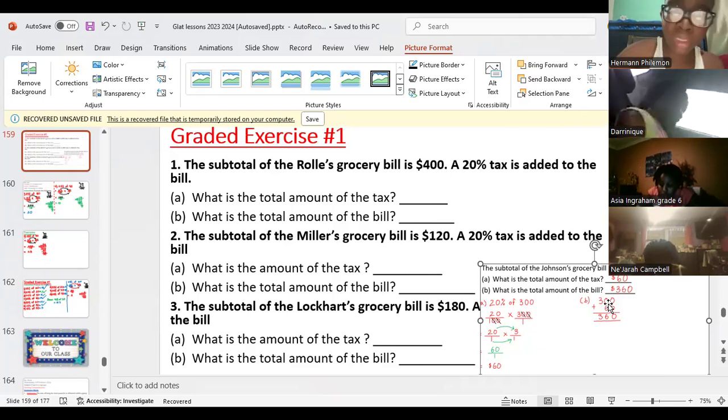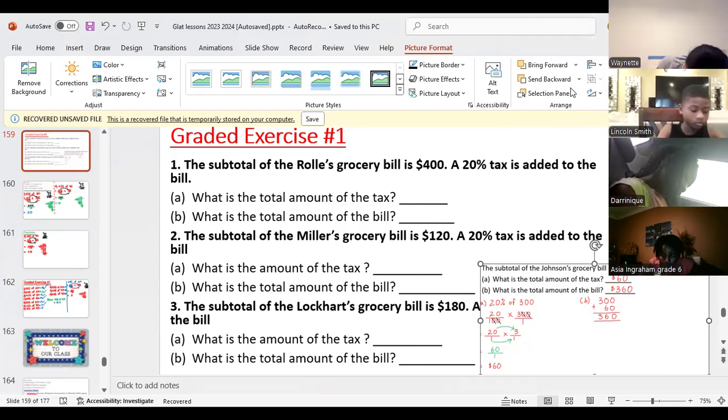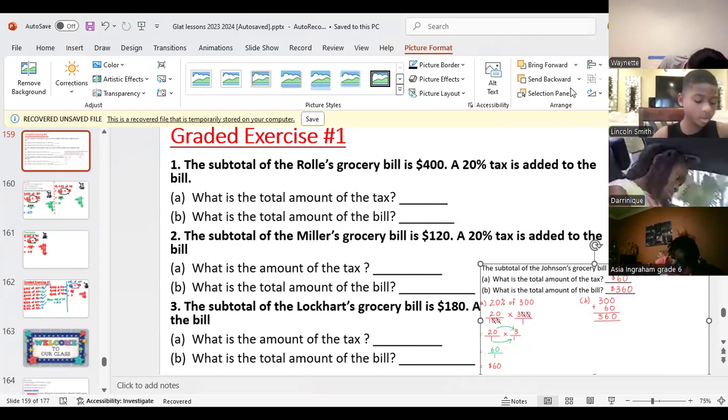You said me? Yes, you. I got 34. You say you got 34? So, Lincoln, what did you get for number 1A? I'm done with number 1, Mr. Petit. Okay. For 1A, I got $80.